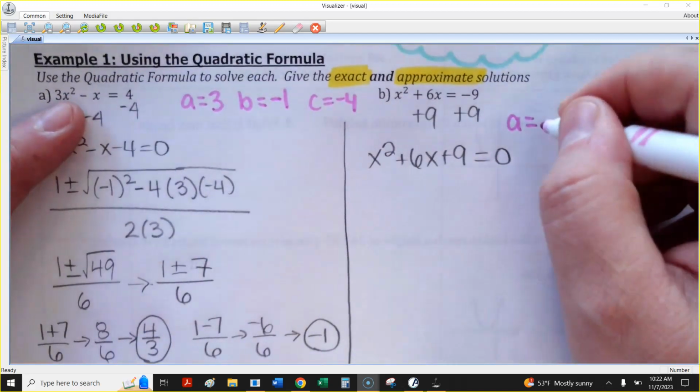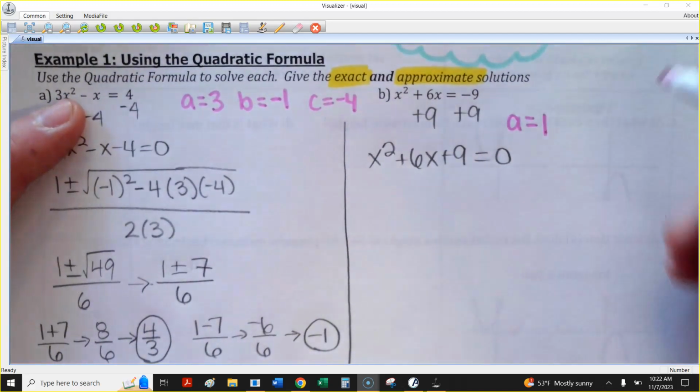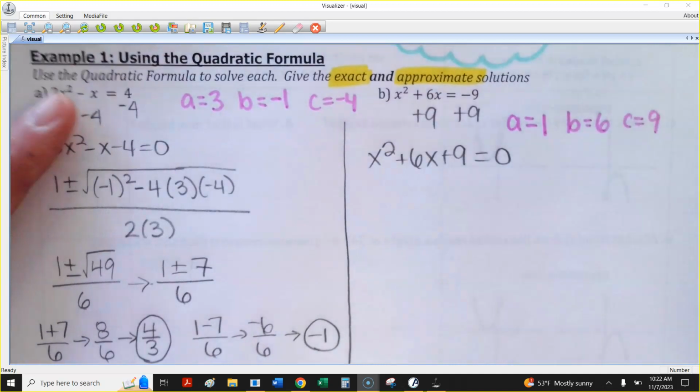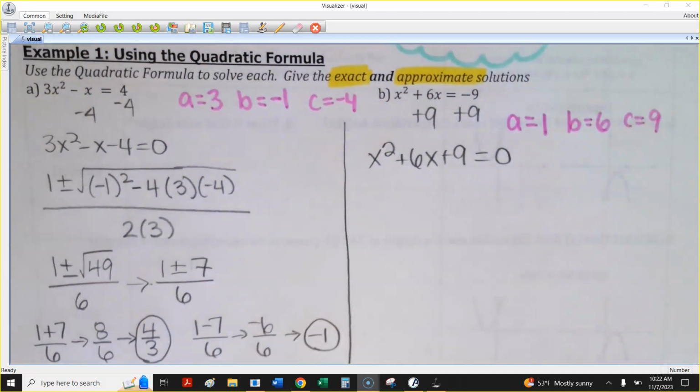A value would just be 1. I just have a plain x squared. It exists, though, so it has a 1 in front of it. B would be 6, and C would be 9. And then I'm just using the formula right above the example here to plug this in.